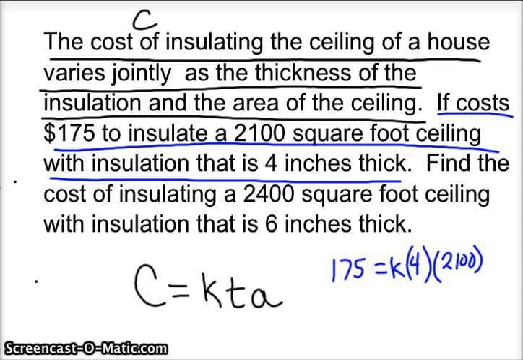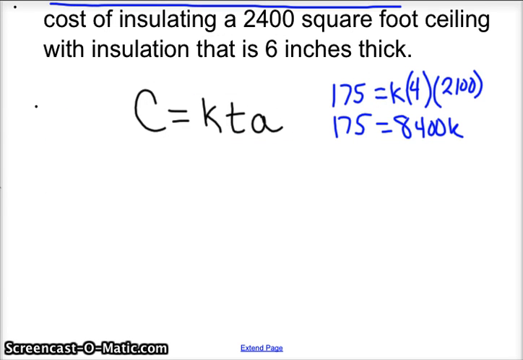And so you go ahead and multiply the 4 times the 2,100, and you've got 175 equals 8,400 K. Oops, I wrote it wrong, so let me redo that. 175 equals 8,400 K. And then we need to solve for K. So go ahead and divide by 8,400 on both sides. So we know K is equal to 175 divided by 8,400.